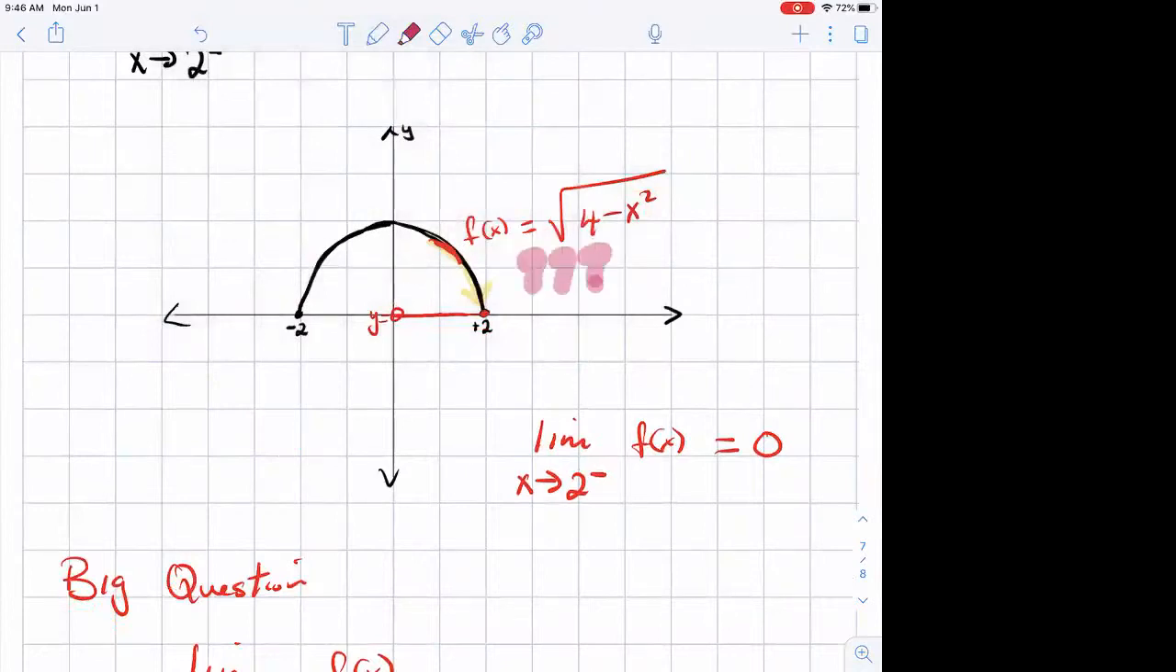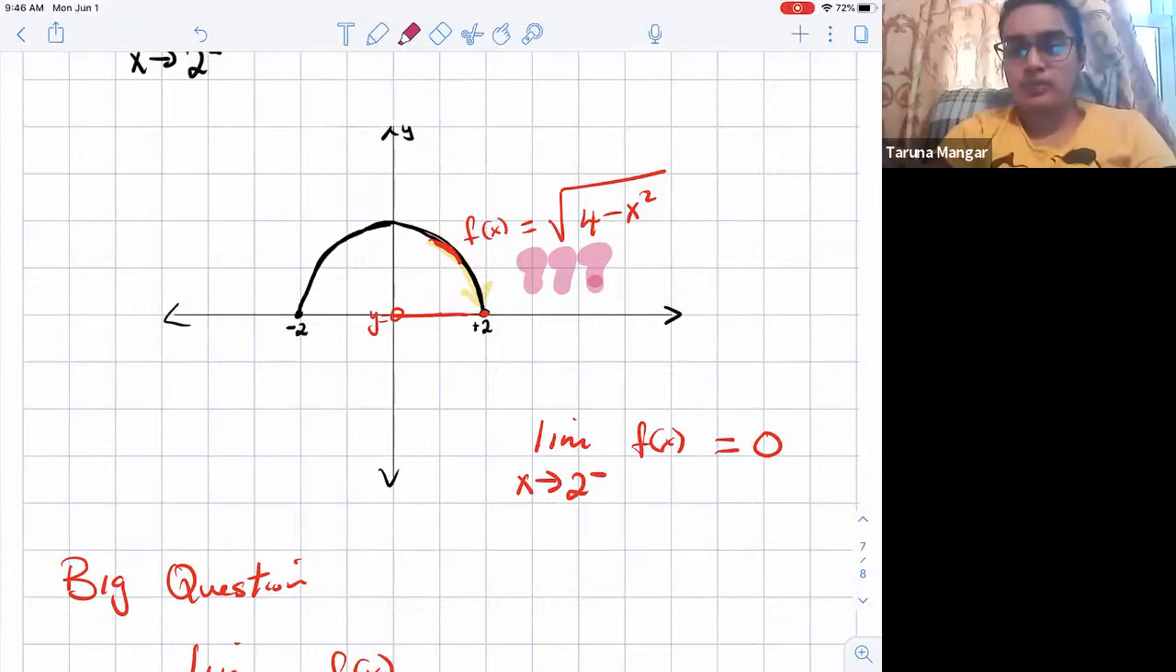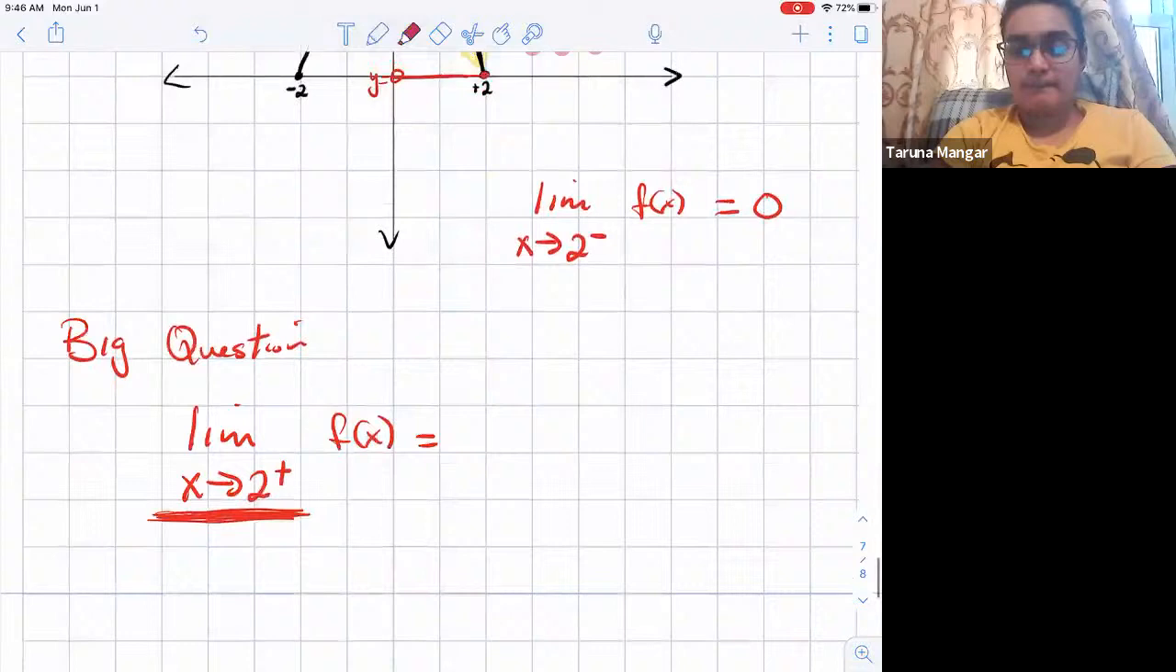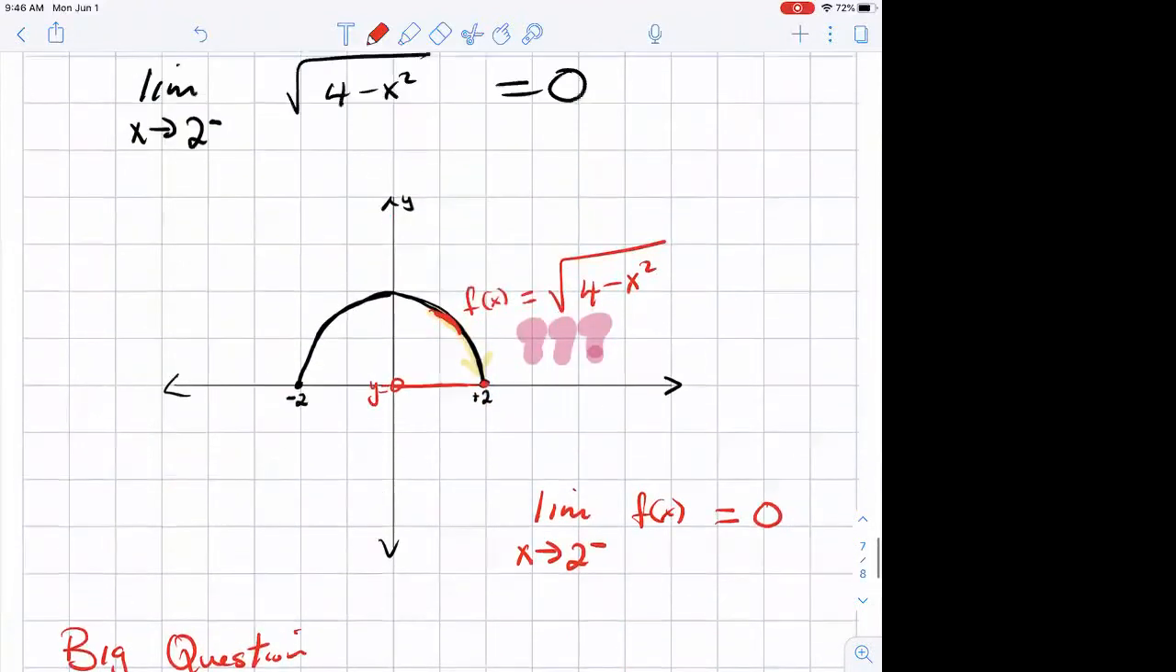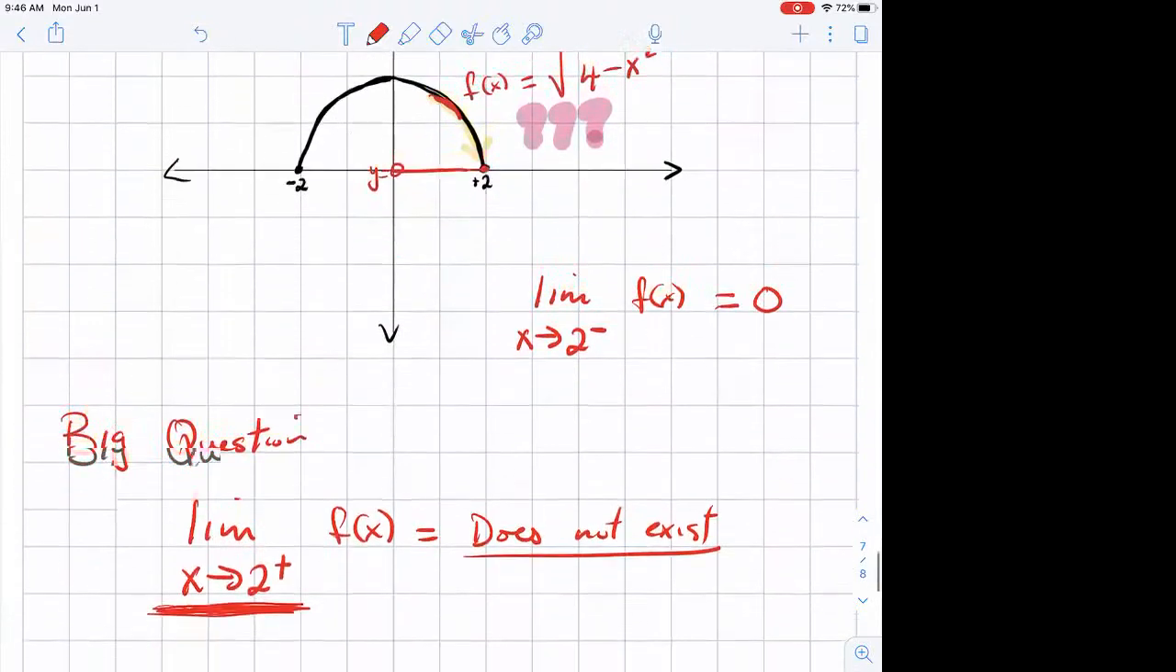Where is the graph on the right side of 2? Do you see a graph on the right side of 2? Yes or no? No, there is no graph. So you can't even do this. It does not exist on the right side. So from the left side it exists, but from the right side it doesn't exist.